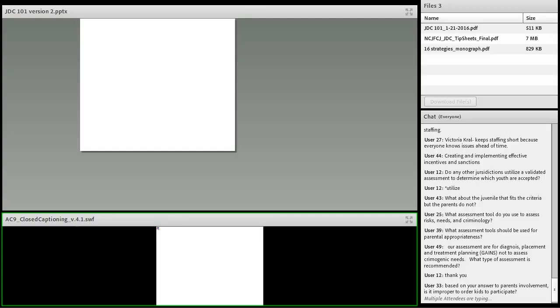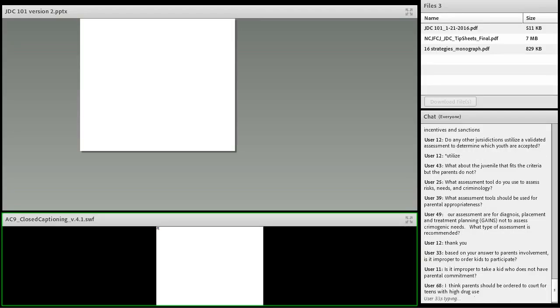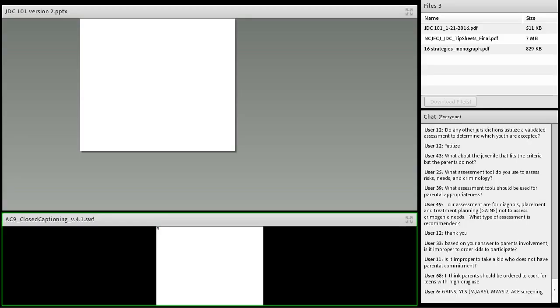We've got Gabrielle is using the GAIN. I know for risk and need on the legal side, we have lots of folks that are using the PACT now, the PACT. The SASE is a screening tool that lots of folks use. The MAISI is an assessment tool that is quite good. Yeah, there you go. Kathy's got a whole list.